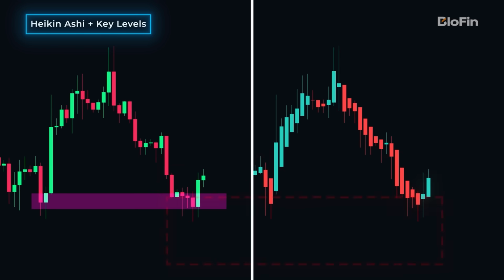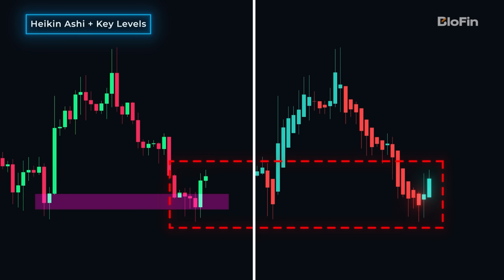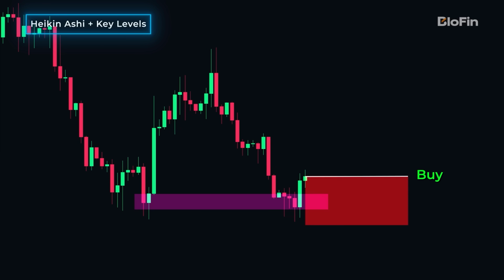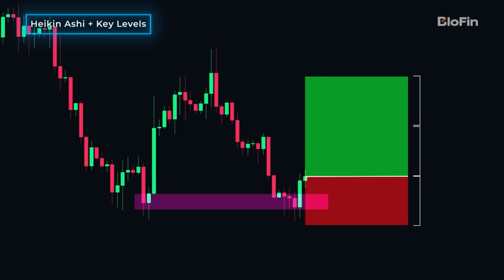So now, we have the Heikin Ashi confirming a potential trend change while the price is at support, which means we can now move on to the final step, which is the entry. For our entry, we can place a buy position at the current price, set our stop loss slightly below the support level, and set our take profit at 2 times the size of the stop loss. And as you can see, price moved up and hit the take profit target.